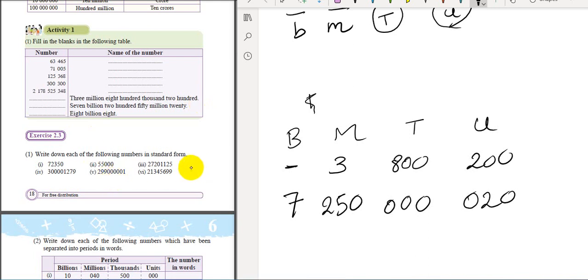The third one is 8 billion 8. Billion is 8. There are no millions. There's also no thousand. The final one is 8. There's no 100, there's no 20, and only 8.